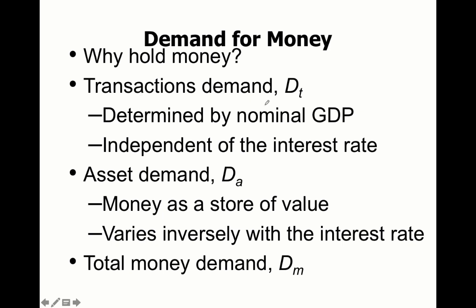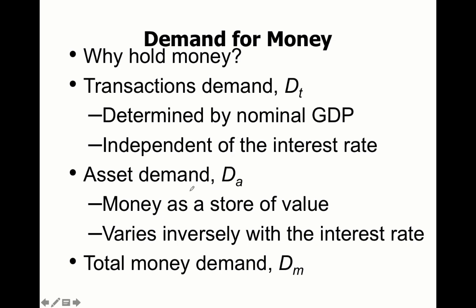So there's transactions demand, and this is the money that we demand because we want to buy things. Nominal GDP is going to determine how much money the macroeconomy needs to hold. We need to hold money in order to buy things. So if nominal GDP is higher, we need to hold more money to buy the same amount of things at different nominal levels of GDP.